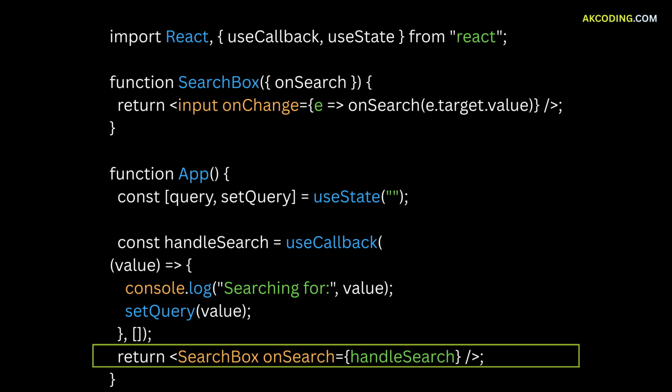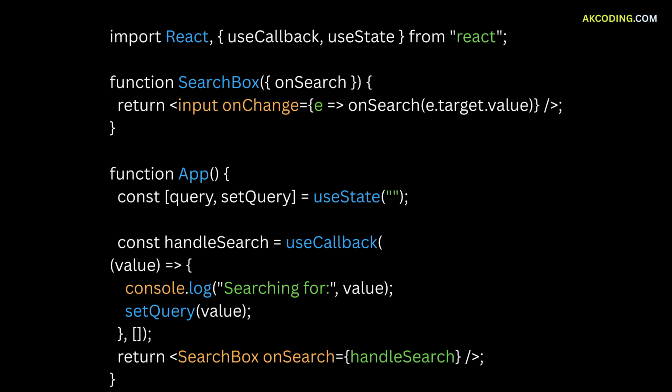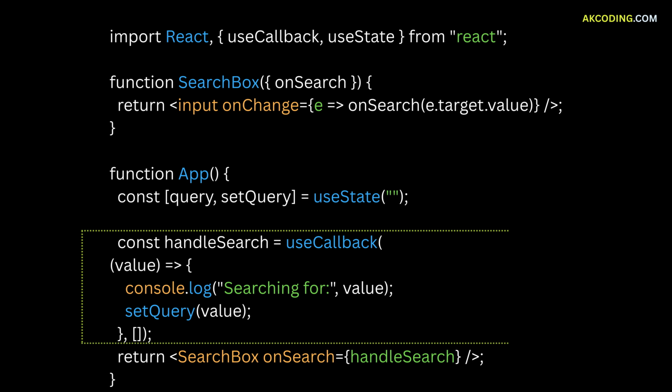Without useCallback, React would create a new handleSearch function on every re-render. That means SearchBox might re-render unnecessarily even if nothing has changed. Please remember, useCallback returns a memoized function, whereas useMemo returns a memoized value.